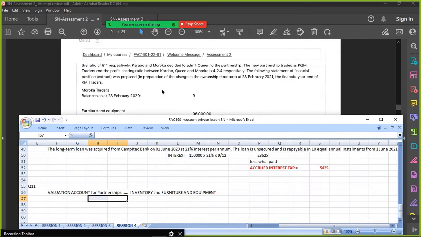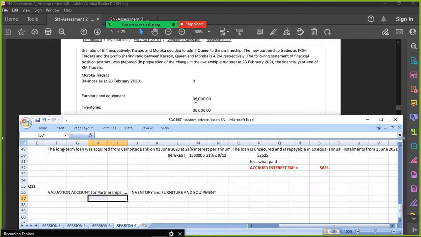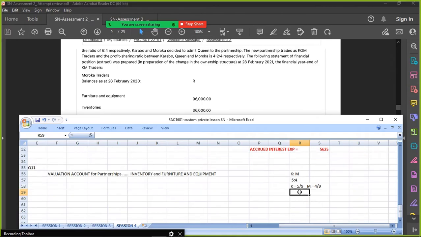Let's see what the amounts were. The profit sharing ratio is 5 to 4, so let me write that down: K to M is 5 to 4. K gets 5 over 9 and M gets 4 over 9. K and M decide to admit Q, the new partner, and they've given you the new ratio. So that's the old ratio, and then the new ratio.